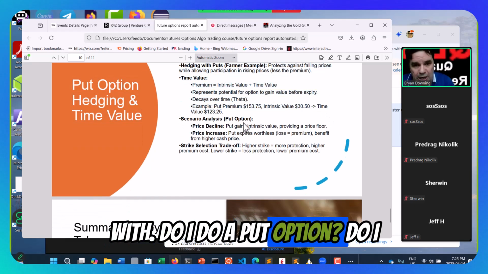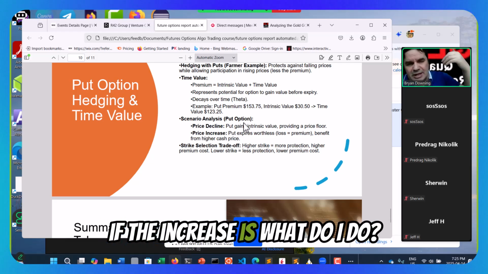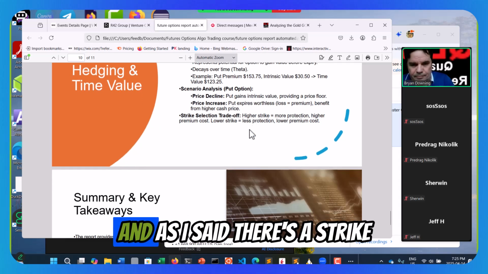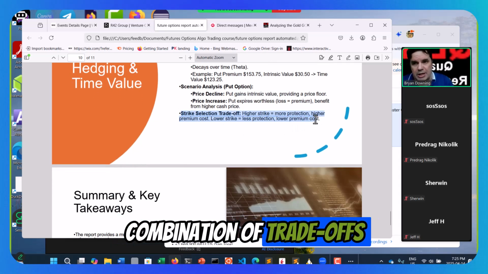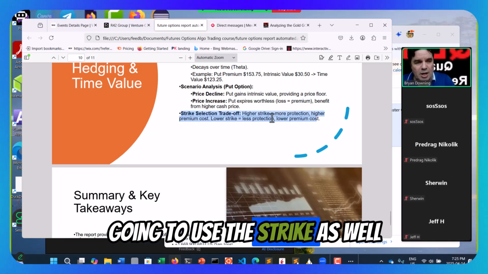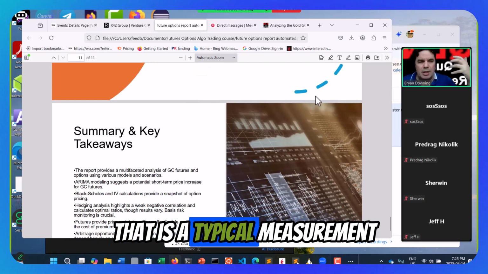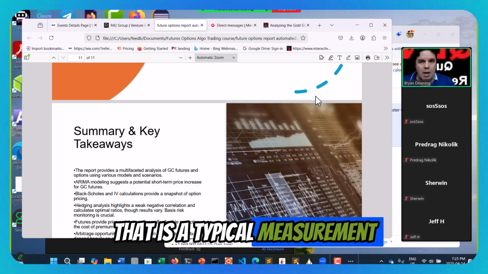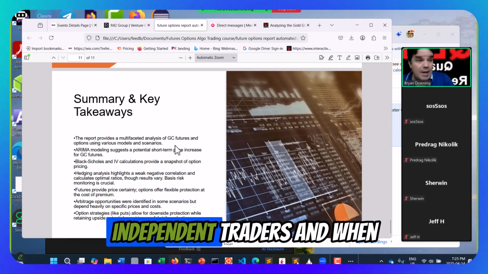Do I do a put option? Do I do a call option? What happens if it declines? What happens if it increases? What do I do? And as I said, there's a strike price as well, and there's a combination of trade-offs with that as well. You're going to use the strike as a measurement too, and that is a typical measurement used by firms and independent traders.